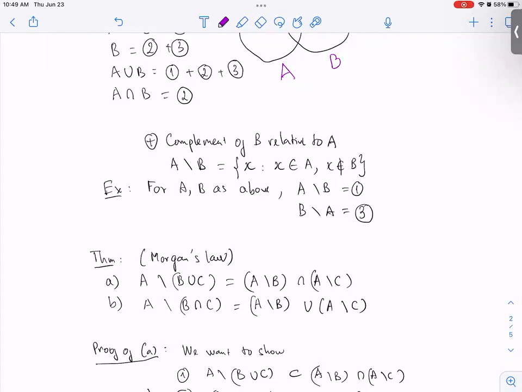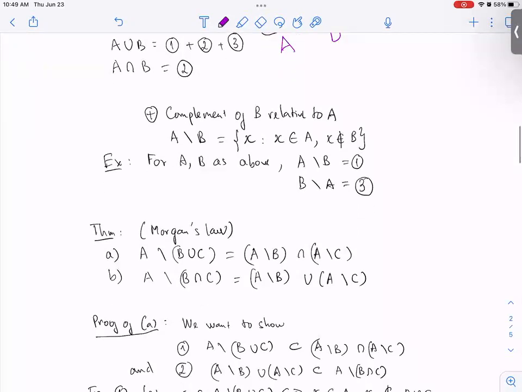Another operation between two sets is the complement. So we say the complement of B relative to A is a set that satisfies the following property. It is denoted by this symbol, and it satisfies the property that an element X is in this set if and only if X is an element in A and not an element in B. So in other words, this is a set of elements that only belong to A and not to B.